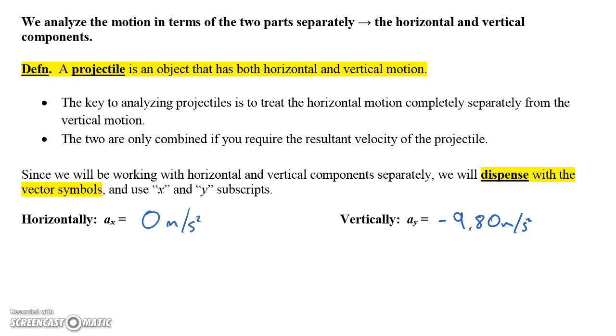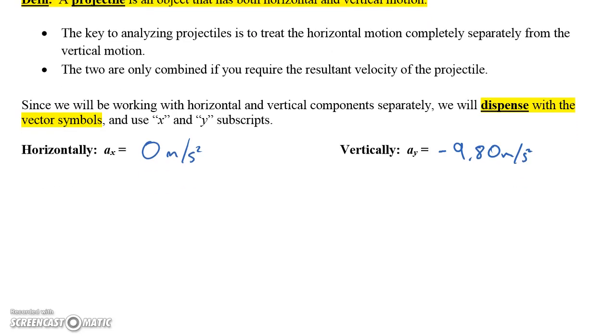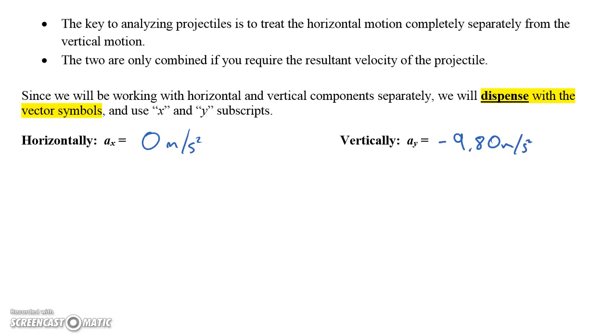So anything that has both horizontal and vertical motion is a projectile, and that's exactly all we're going to be studying for 3.4 and 3.5. And if you wanted the velocity at the very end, you'd have to combine the velocity components, but that is only if the question asks for it. We will use x and y, so we don't have to use our vector notation, which, for some people, will be a good thing. Now let's look at what our equations will look like.